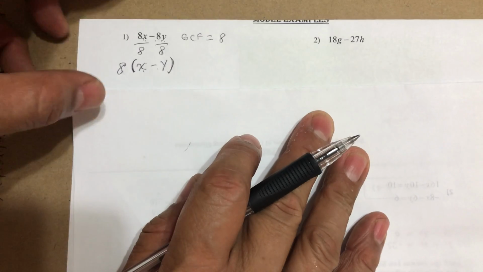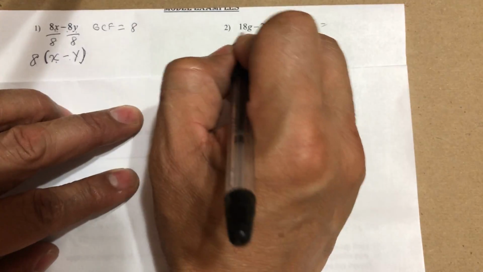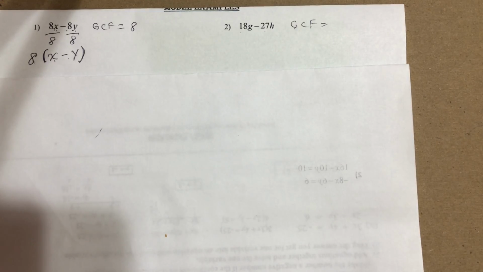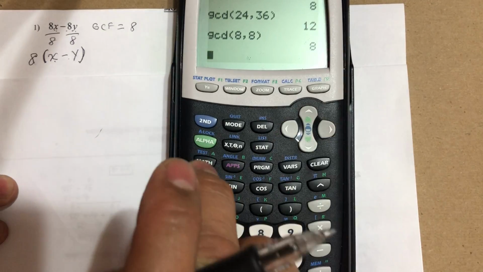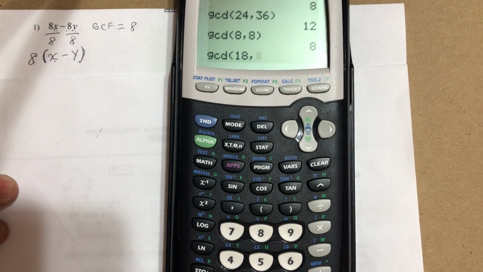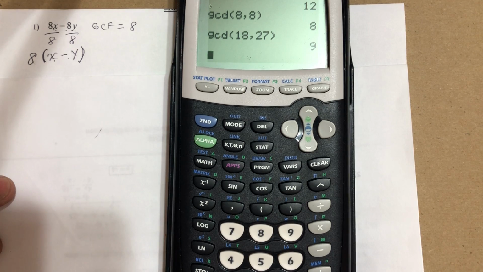Number 2. GCF of 18 and 27. I know the GCF of 18 and 27 is 9, but if you don't know what you have to do, calculator, math to the right, number 9, type 18, comma, 27, and enter, and this is my GCF, 9. All right? You have to have a calculator like this. If you're going to use your cell phone, maybe you can use one calculator from the internet.